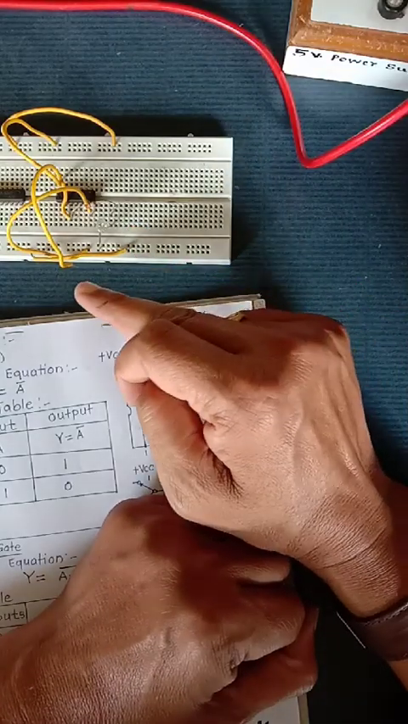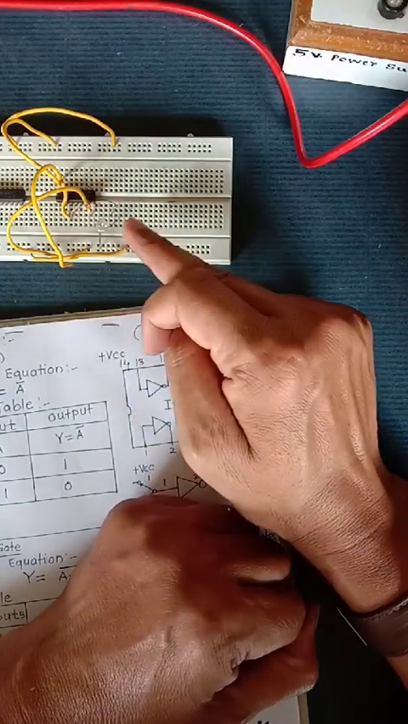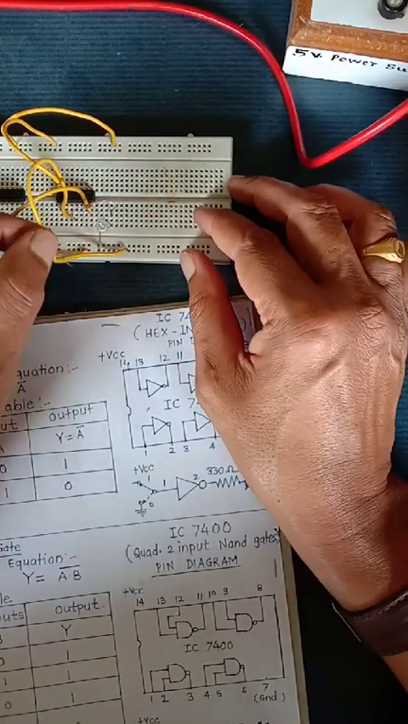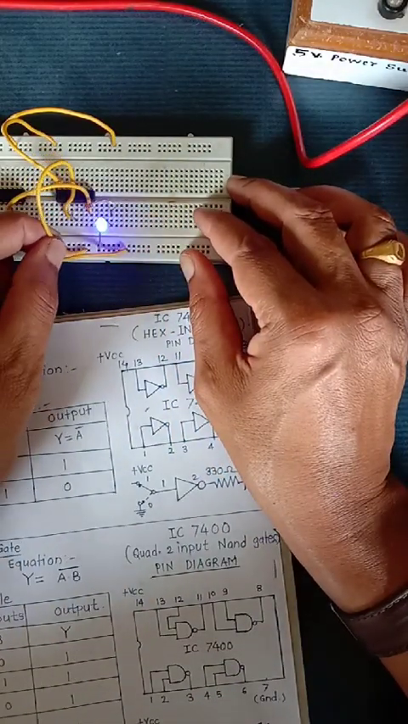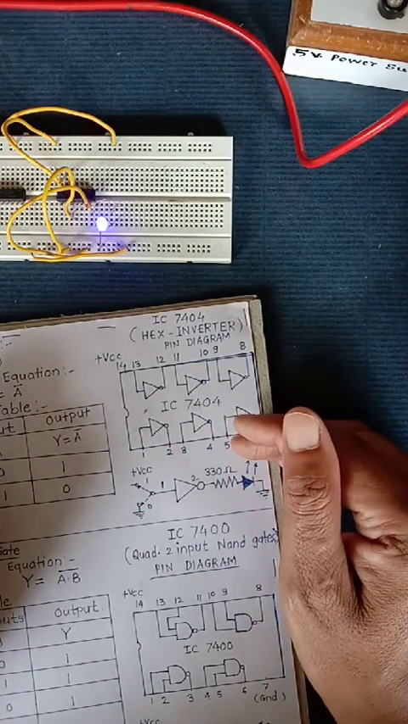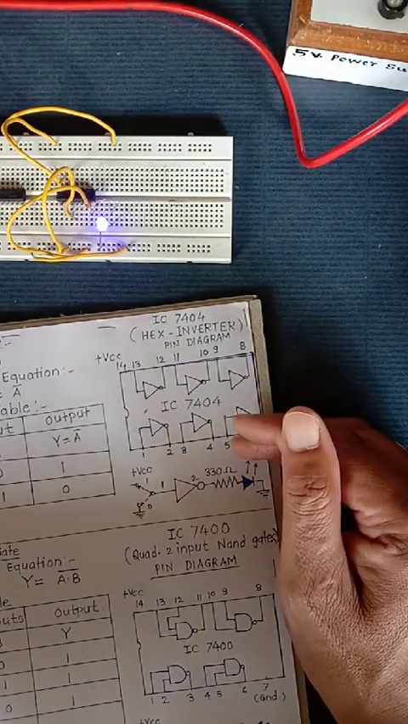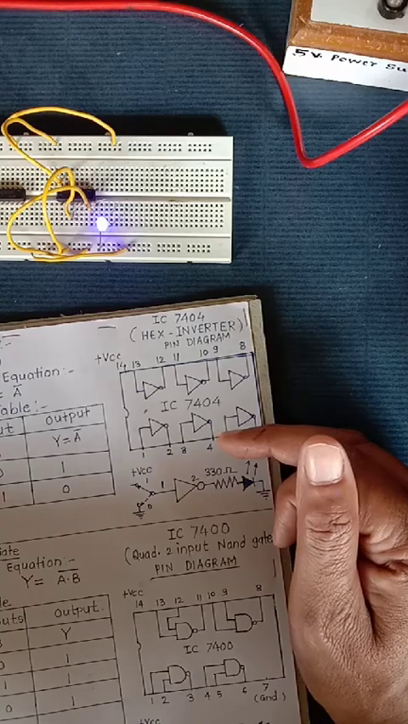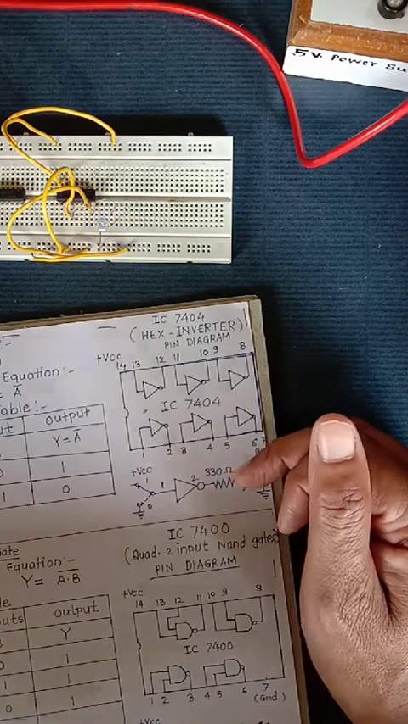So when input is high, output is low, and when input is low, then output is high. So in this way the NOT gate is verified. Okay, so we will stop here.